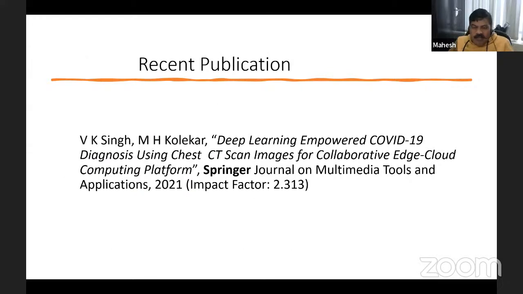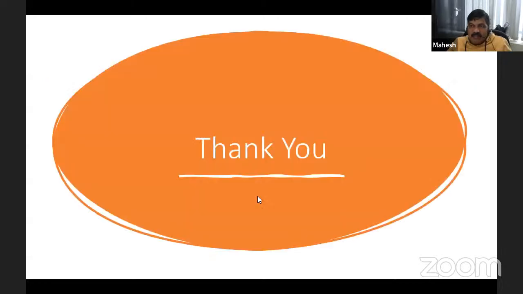One of the papers, actually, I presented work on COVID in this presentation. You can refer to this paper I recently published: deep learning empowered COVID-19 diagnosis using chest CT scan images for collaborative edge cloud computing platform. Here we have used deep learning, an edge cloud computing platform, and CT scan images. So you can refer to this paper also. Thank you.